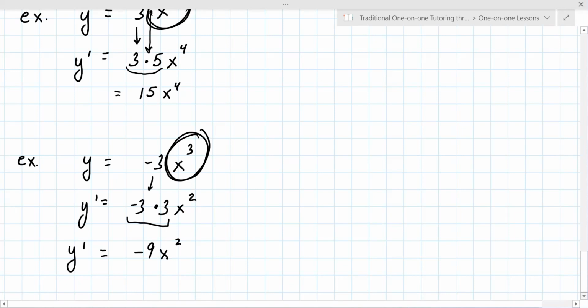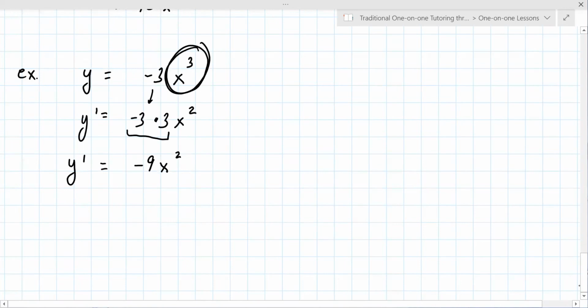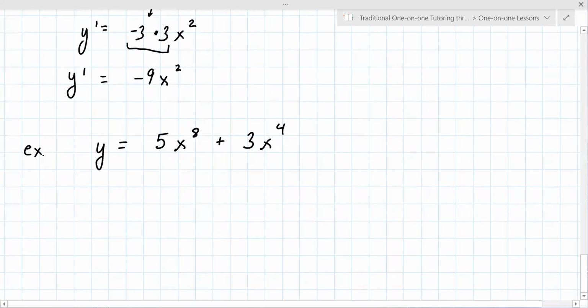So you always bring this number in front. We're gonna do a bunch of examples. That's the power here. So it's 5x to the 8th plus 3x to the 4th. Okay, I'll do it, you try it. Give it a try here.